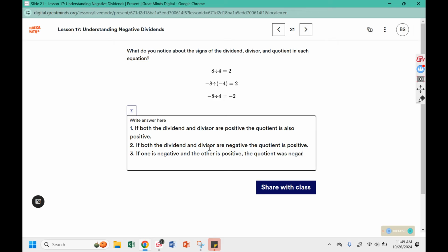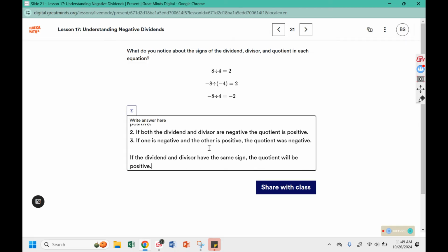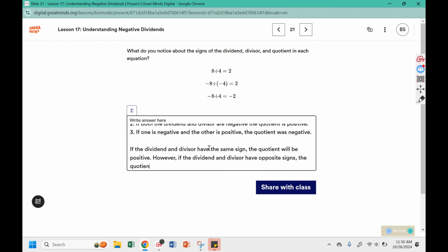was negative. So if I were to summarize this, I would say if the dividend and divisor have the same sign, meaning both positive or both negative, the quotient or the answer will be positive. However, if the dividend and divisor have different signs, meaning one is positive and one is negative, the quotient will be negative.